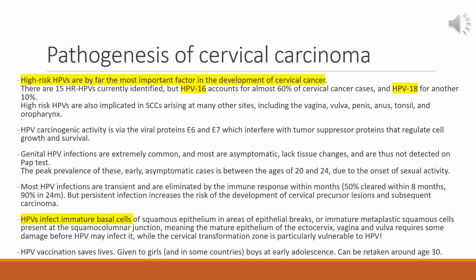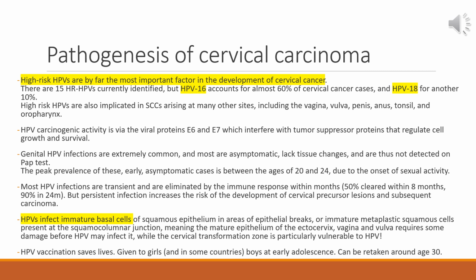High-risk HPVs are by far the most important factor in the development of cervical cancer. There are about 15 high-risk HPVs currently identified, but HPV 16 accounts for almost 60% of cervical cancer cases and HPV 18 for another 10%. High-risk HPVs are also implicated in SCC arising at many other sites, including vagina, vulva, penis, anus, tonsils, and oropharynx.